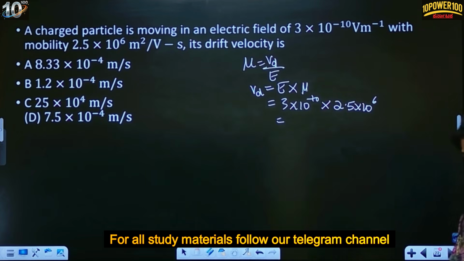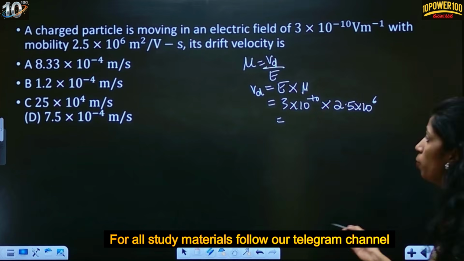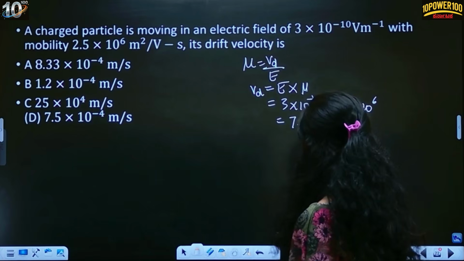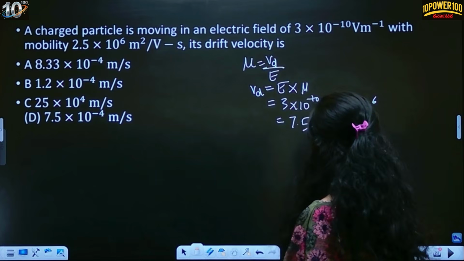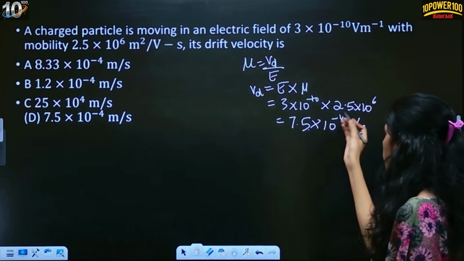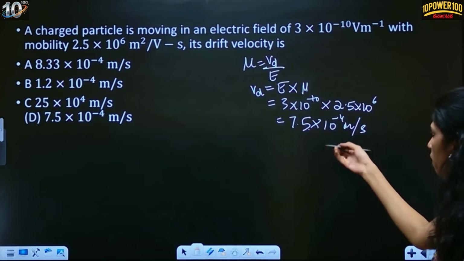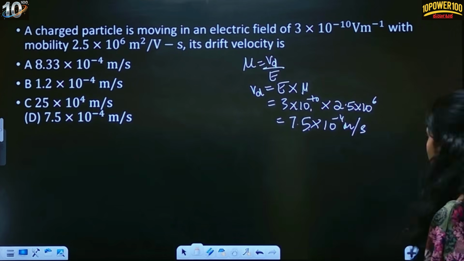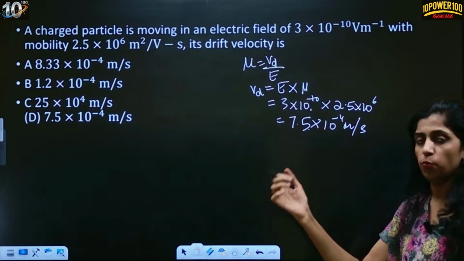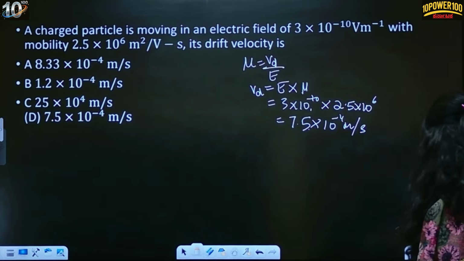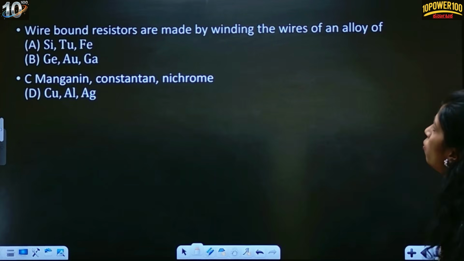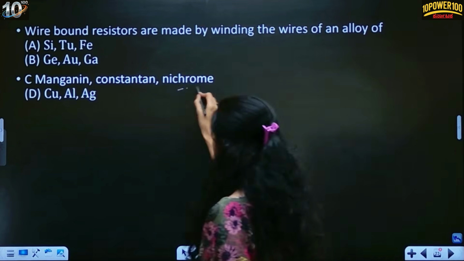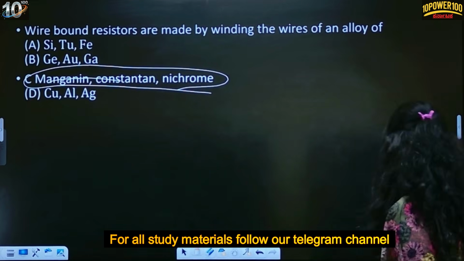So how much are you getting? You'll be getting around 7.5 into 10 power minus 4 meter per second. Just multiply, that's it. 5 into 3 is 15, so 7.5, and 10 power minus 10 plus 6 is 10 power minus 4. Very simple calculation and a direct formula. Next, wire bound resistors are made by winding the wires of an alloy of what? Of course, it is Constantan, nichrome and manganese. It's the easiest question.